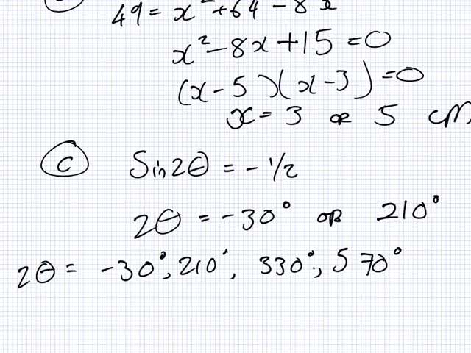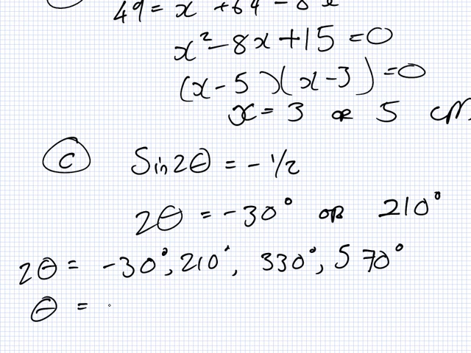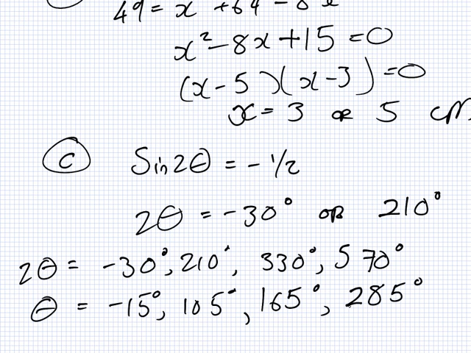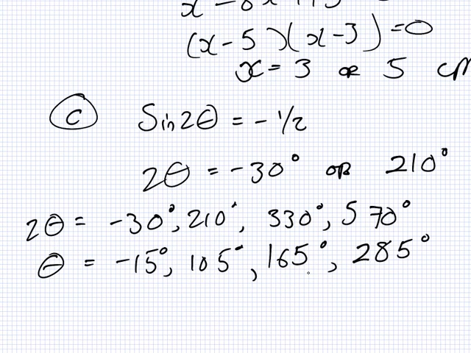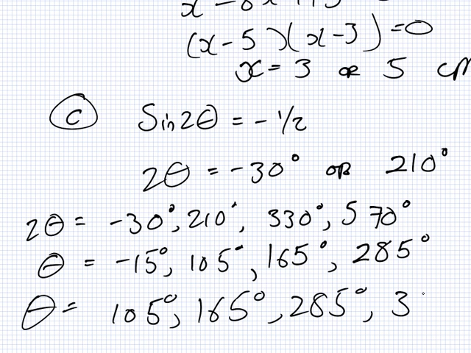But I don't want 2 theta, what do I want? Theta, yeah. Right? Yeah. But one of these answers is wrong, which one? Negative. And how do I fix that? Plus 360. Yeah. So these are the 4 answers you should get for part C: 105, 165, 285, 345. Yep. I hope that's half of 570.